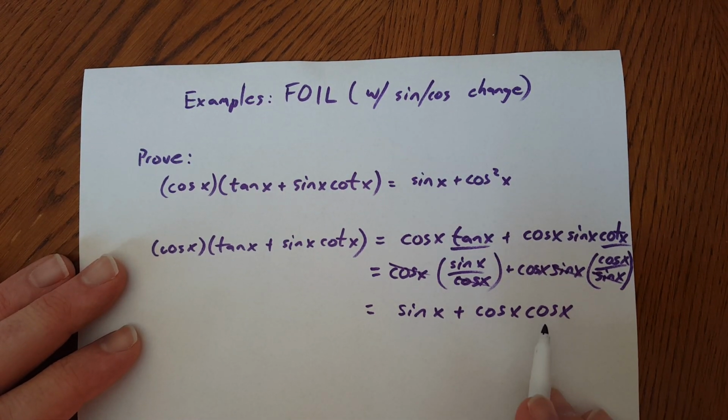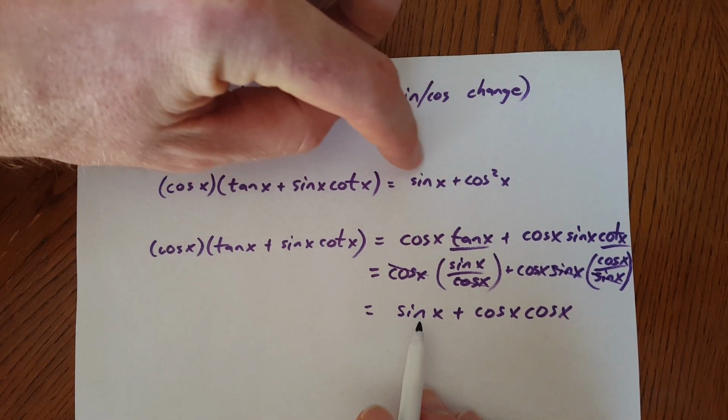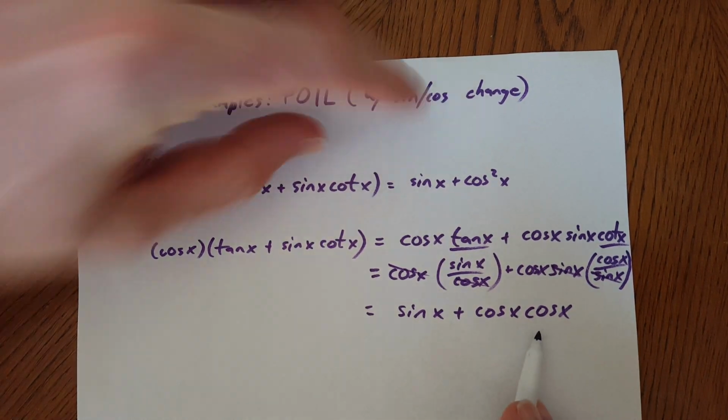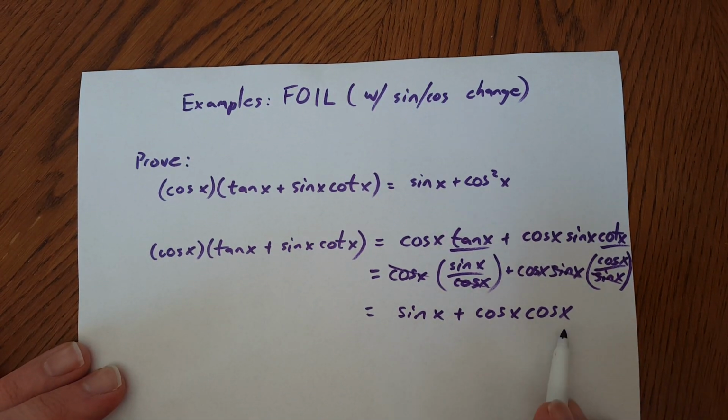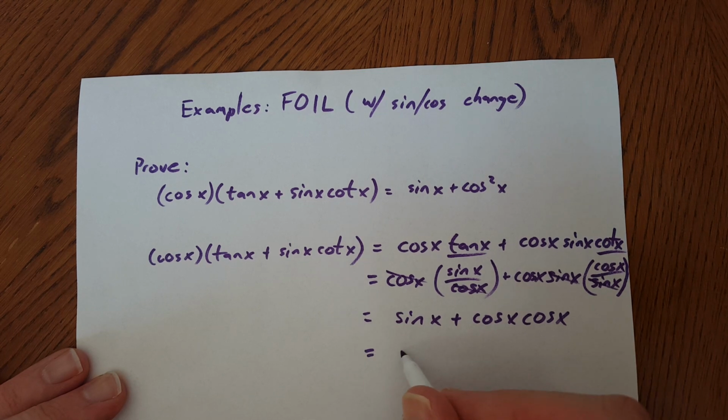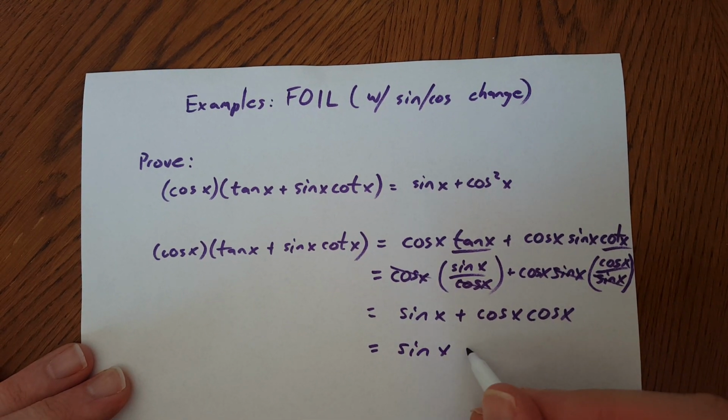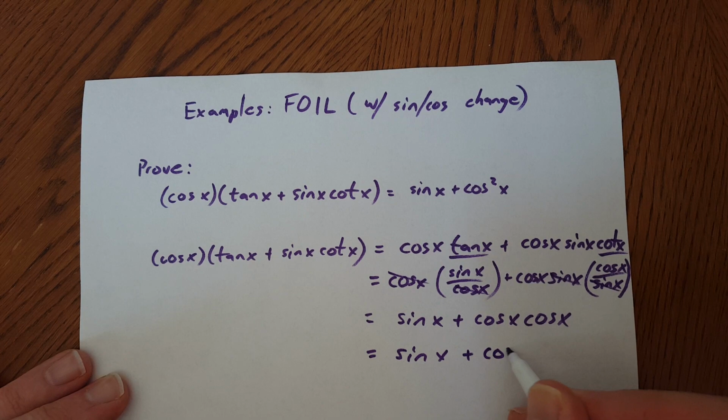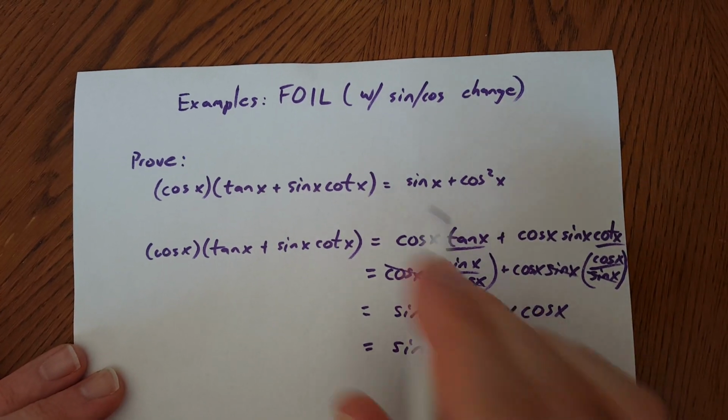And so we look back up at the beginning and notice that this is what we're trying to prove. We're almost there. We just have to say that cosine times cosine is cosine squared. So here's our final step, just finishing it up to finally get to that right-hand side.